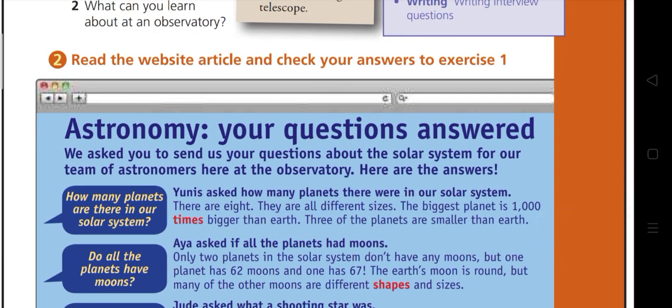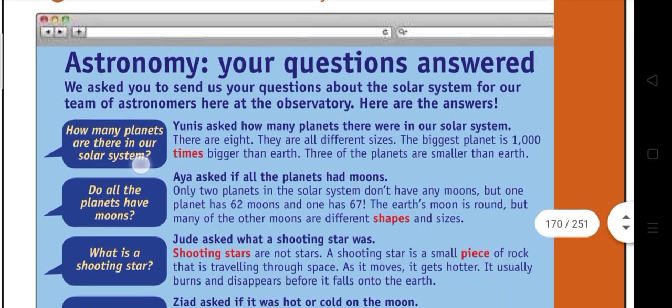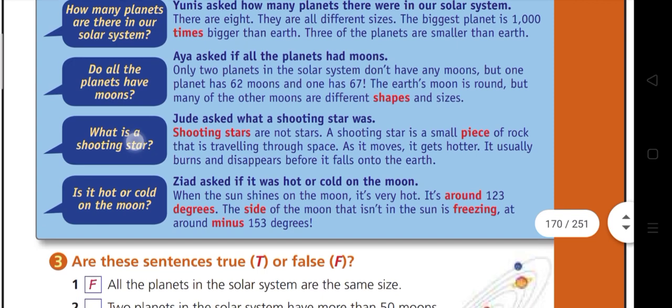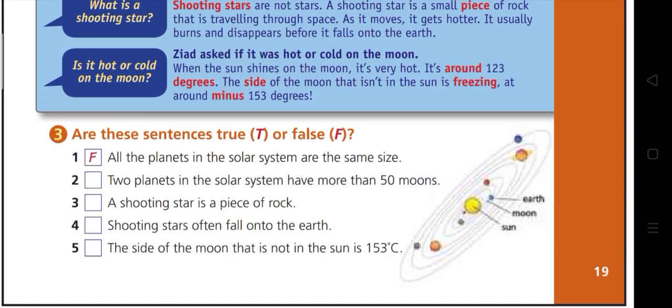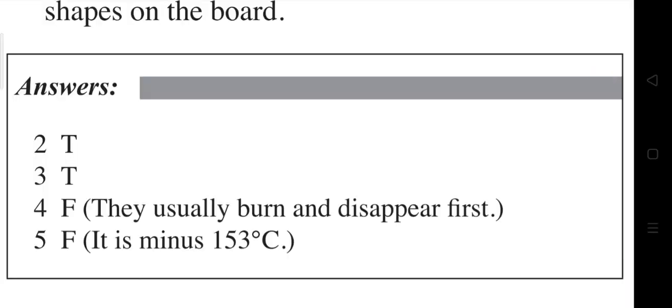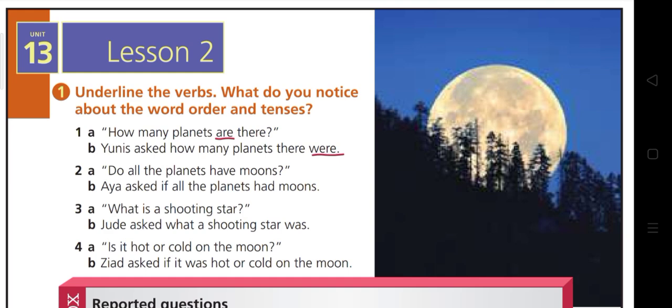Read the website article and check your answers to exercise 1. Then, after reading, you're going to answer question 3 as well and decide whether these sentences are true or false. Pause to read the text and answer the questions. Then whenever you're ready, you can check your answers. Now you can check your answers for the last question on this page. Let's move to the following page.